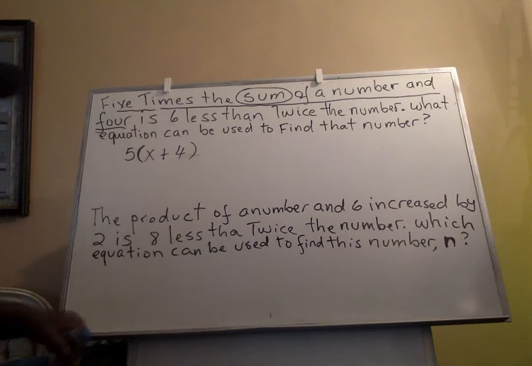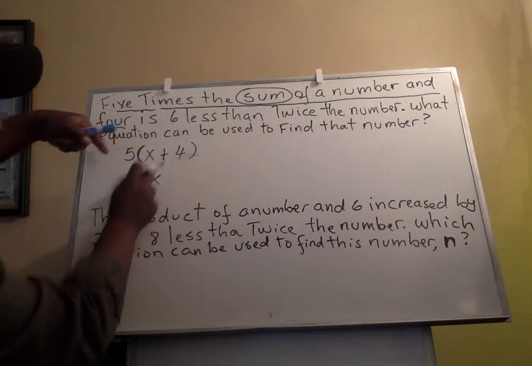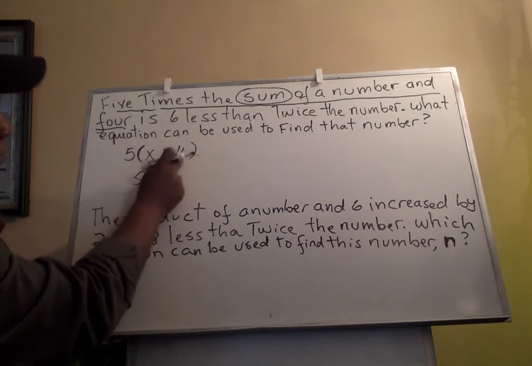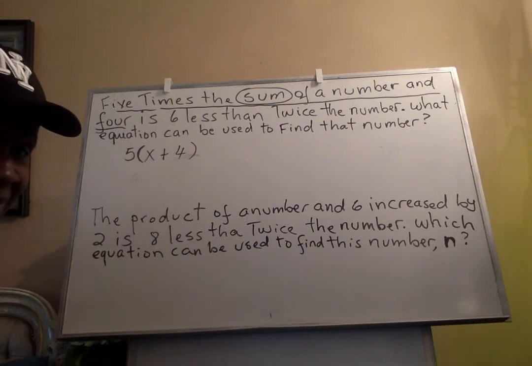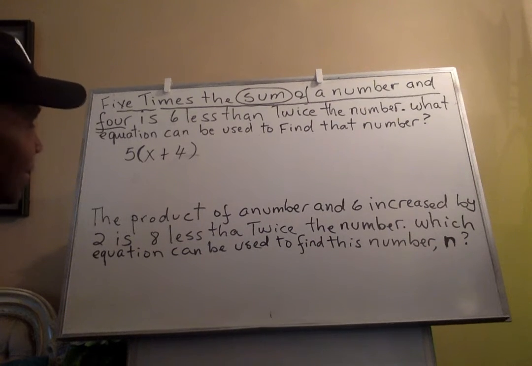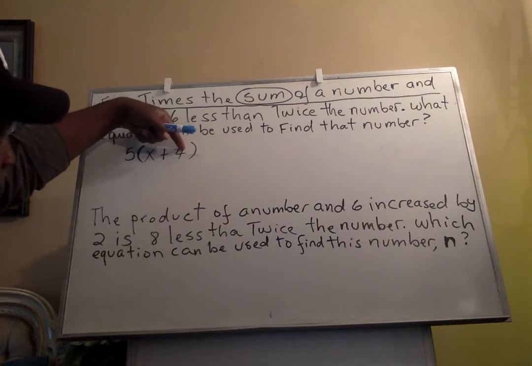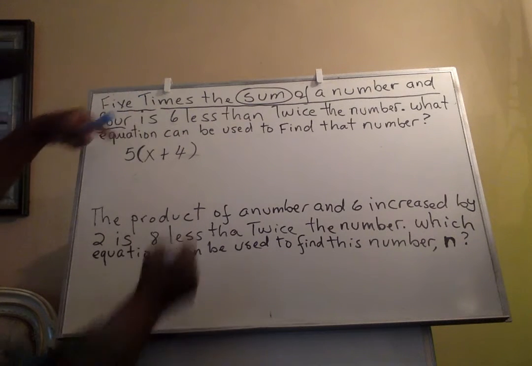You see that? This is 5 times a number. But this is 5 times the sum of a number and 4. Okay, be careful with that. Sometimes they say 5 times the difference as well. Okay, so now 5 times the sum of a number and 4 is, that's equal.